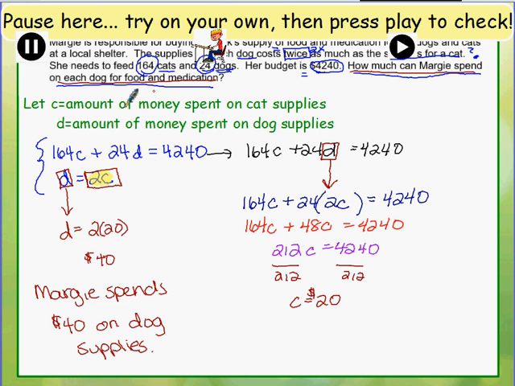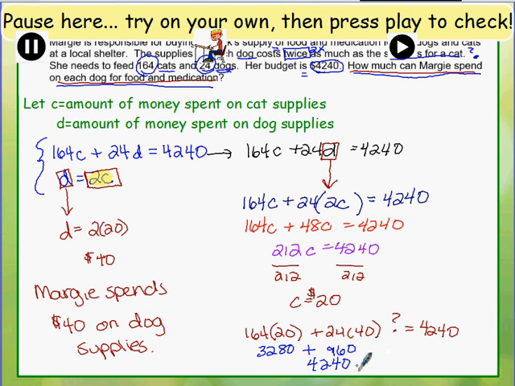Let's make sure quickly that this makes sense. If I try out my original equation, 164 times $20 plus 24 times $40, we want to know, will it give us the $4,240 that we are looking for? 164 times 20 is $3,280 spent on cats, and then $40 times 24 dogs is $960. When we add these together, we do get $4,240, which was her budget.